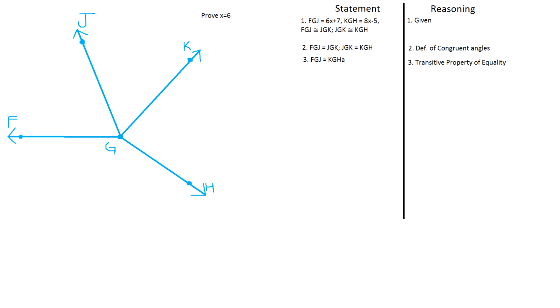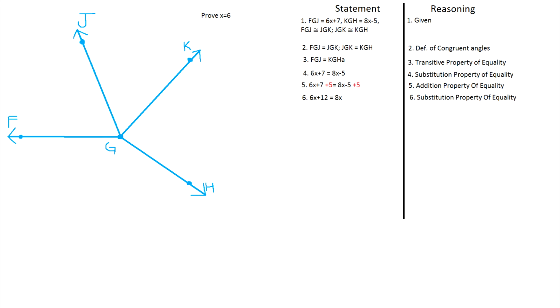The next statement that we make is that 6x plus 7 equals 8x minus 5. We are able to say this by the substitution property of equality, as 6x plus 7 equals FGJ and 8x minus 5 equals KGH. Our next step will be to add 5 to both sides of the equation. We are able to say this by the addition property of equality. Next, we say that 6x plus 12 equals 8x by the substitution property.